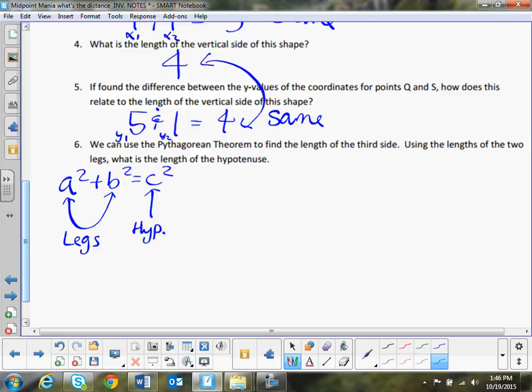Okay, so we're getting that. Alright, so you just said that, what was the A? What was the length of A? 3, so we're going to write 3 squared plus 4 squared equals C squared.